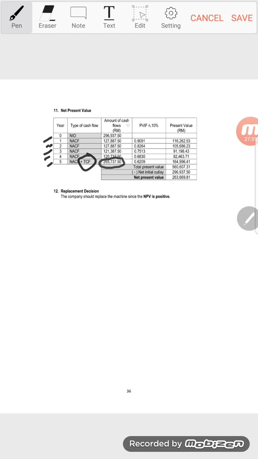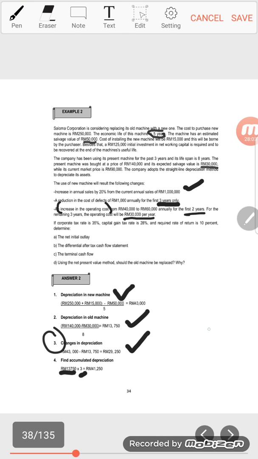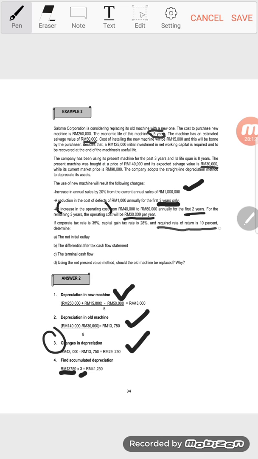Okay, once you dah listkan semua amount of cash flow ataupun amount of NSCF tadi, you kena tengok refer pada table PVIF. Sebab apa table PVIF? Sebab sekarang ni you punya NSCF ialah uneven cash flow. Bila uneven cash flow, you kena refer pada PVIF. So nak tengok rate berapa, you tengok soalan balik berapa rate yang dia bagi tu. Dia tulis required rate of return is 10%. So required rate of return 10% ni lah you refer pada table.